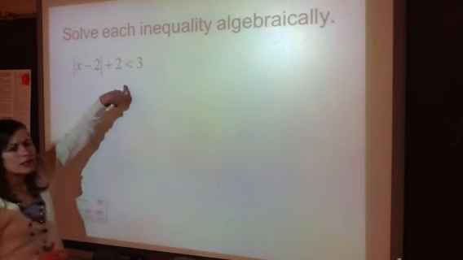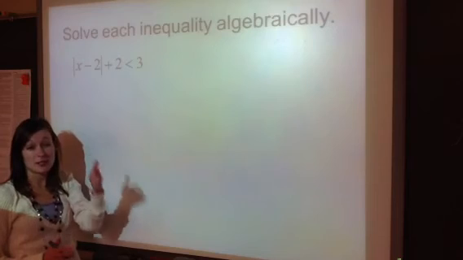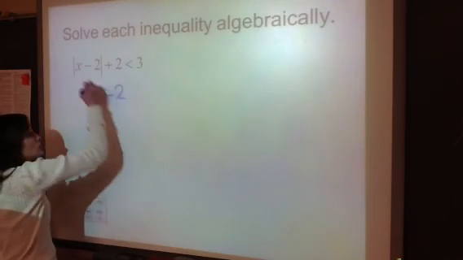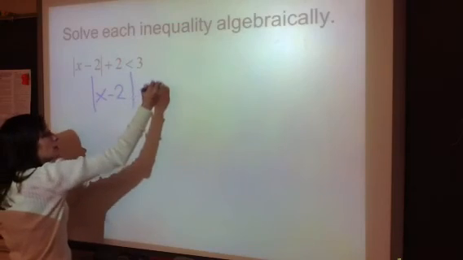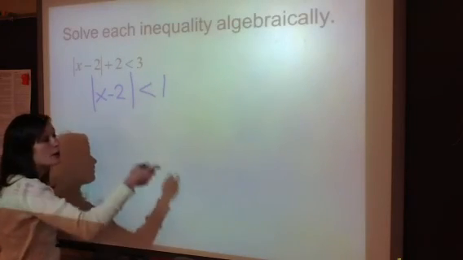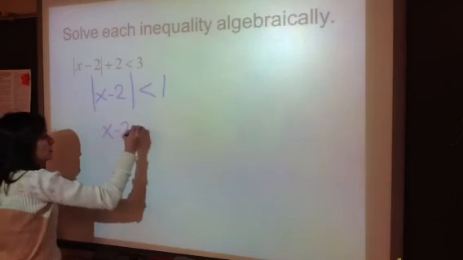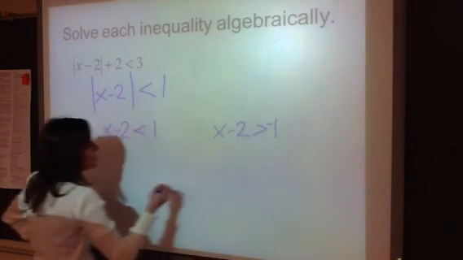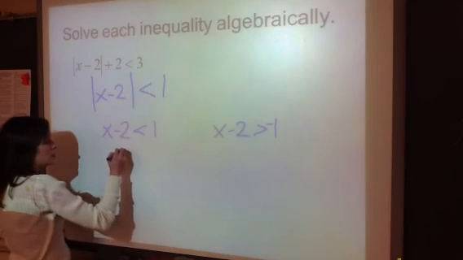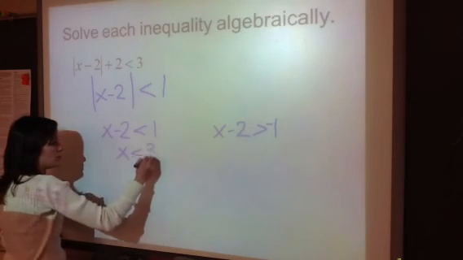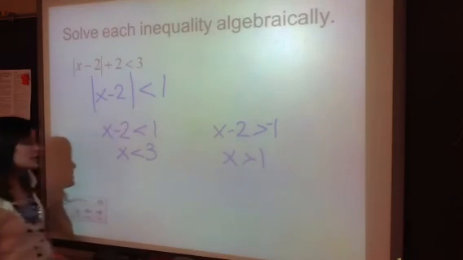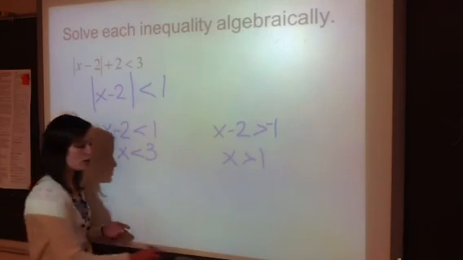All right, here our absolute value is not by itself, so you must get it there. So we have to subtract 2 first. So you get less than 1. Now you rewrite and get x minus 2 is less than 1, and x minus 2 is greater than negative 1. Solve it. So we add 2, so you get 3, and add 2, and you get 1. So x is less than 3, and x is greater than 1.